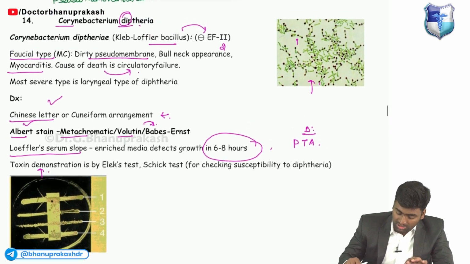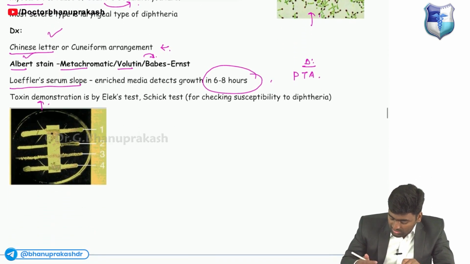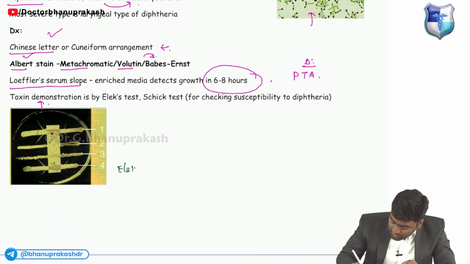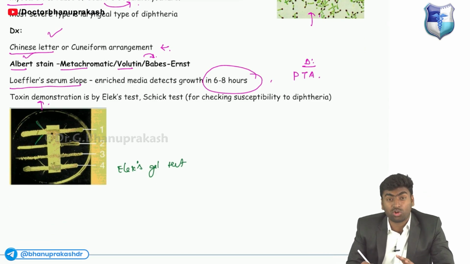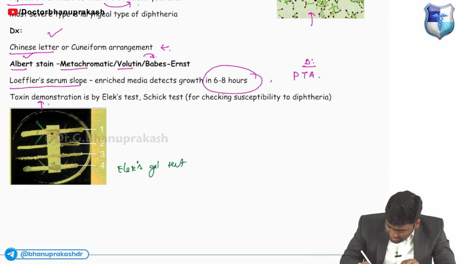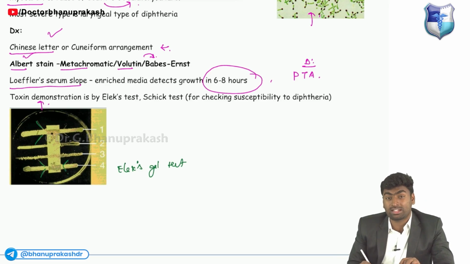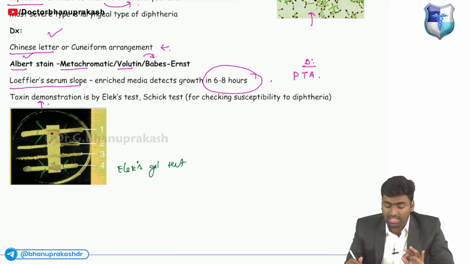Fine, and we know this produces a toxin. To detect this toxin, we'll use a test which is known as what? The Elek gel test. In this Elek test, we line up the toxin, and if the toxin is present, it will produce neutralization, like an X. Okay, X neutralization is present in the case of the Elek gel precipitation test.